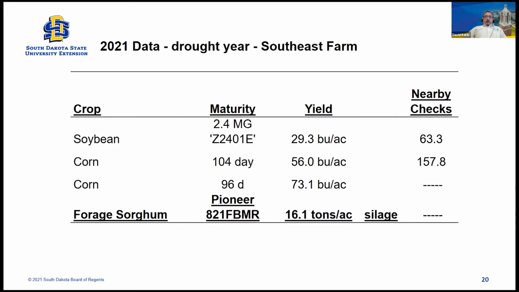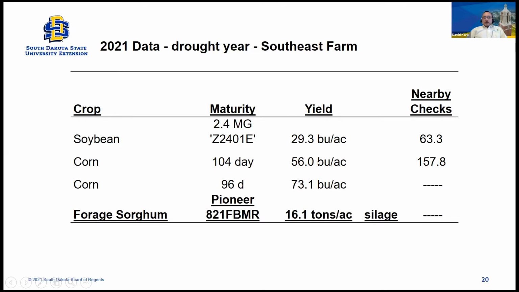And look at the 2021 drought year. So here's another thing we always think about with rye biomass in the spring. 2021 was a droughty year, or a stressful year, in other words. So soybean planted after rye yielded 29 bushel. Where there is no rye, or nearby checks, 63 bushel.